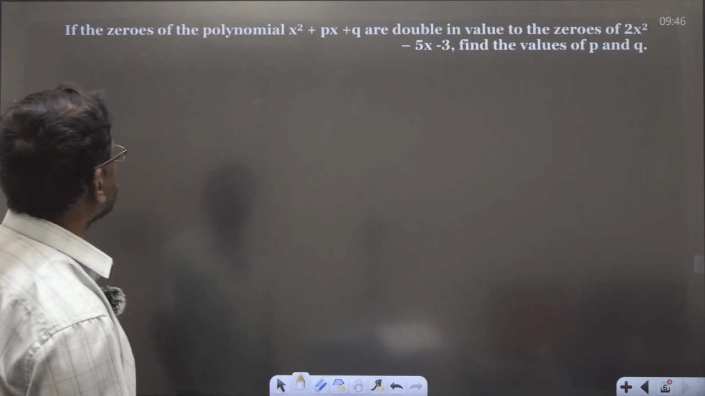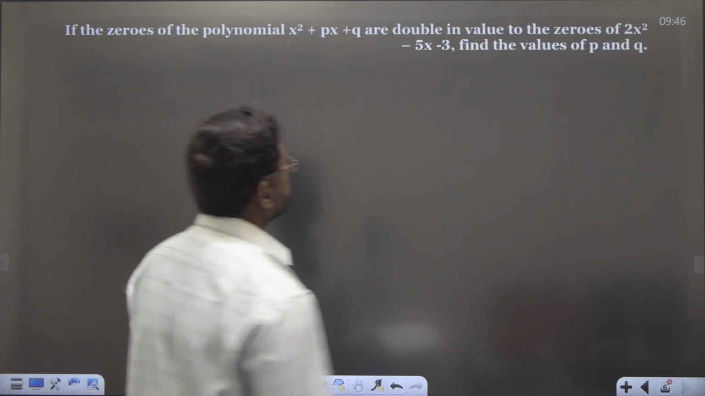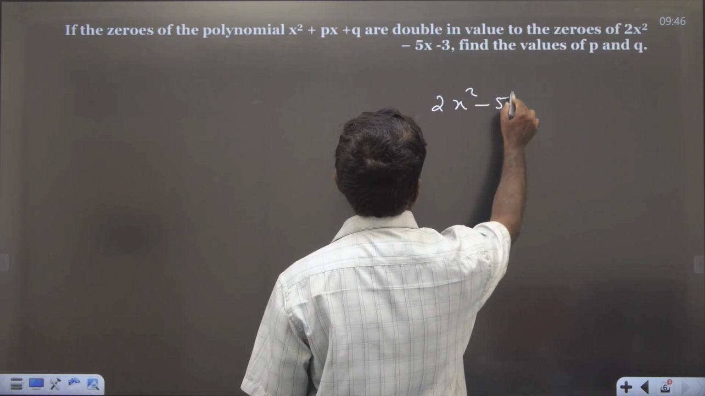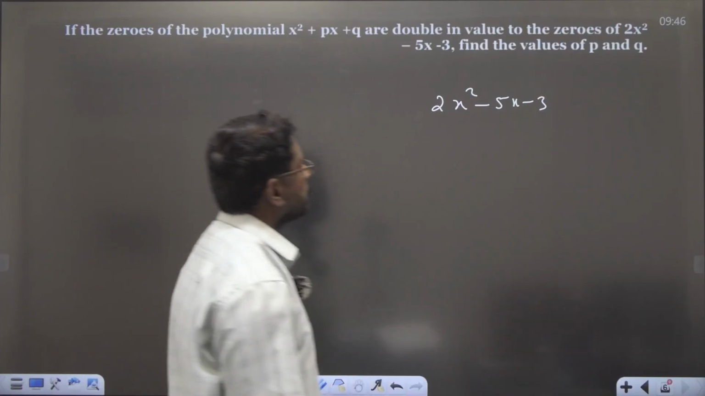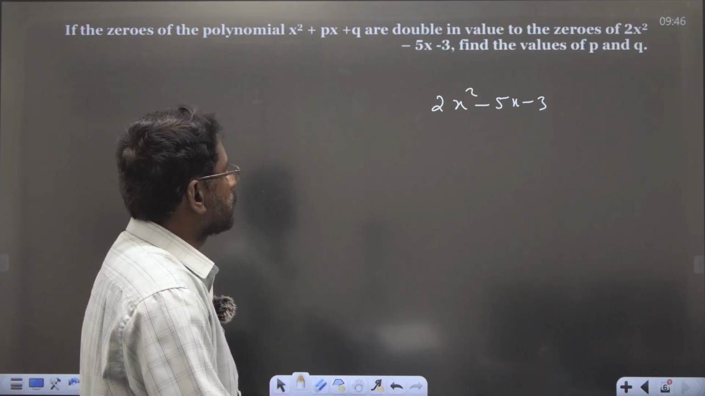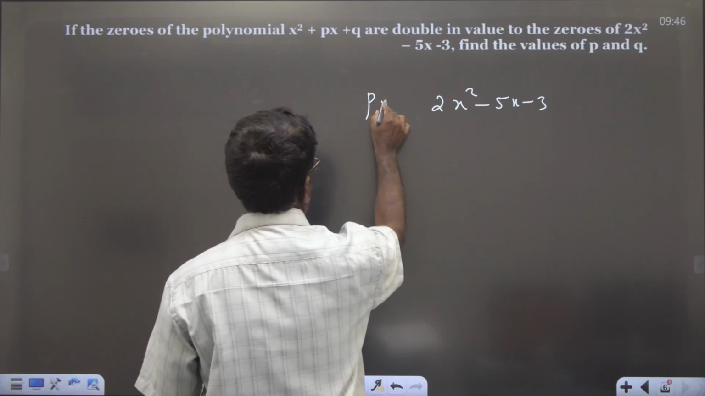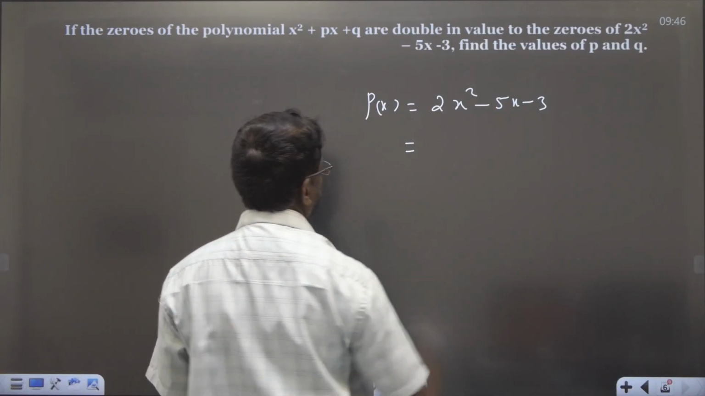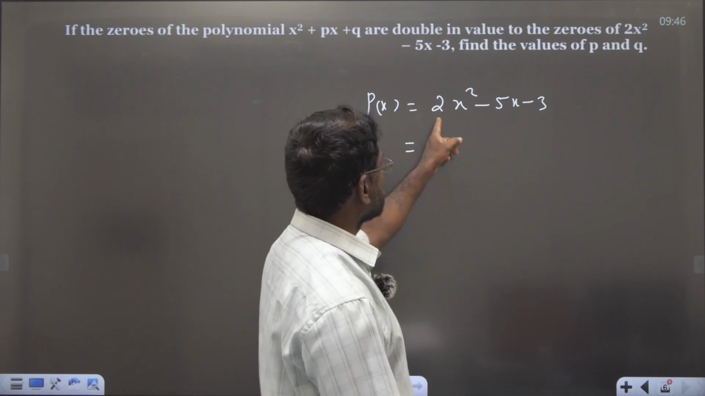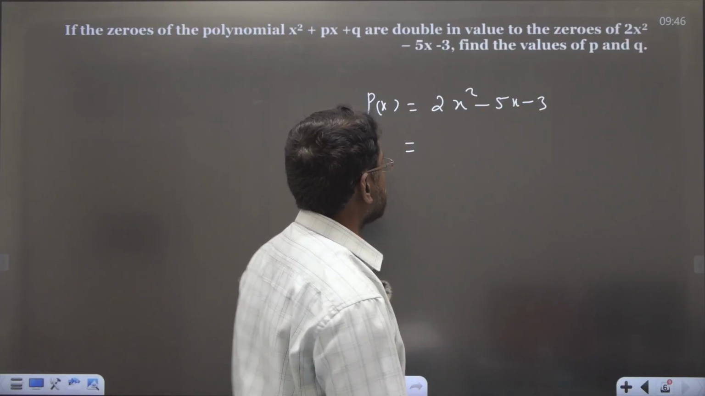If the zeros of the polynomial x square plus px plus q are double the value of the zeros of 2x square minus 5x minus 3, first we have to find the zeros of the polynomial 2x square minus 5x minus 3. So how can we factorize this? Assume two values whose product is 2 into minus 3, that is minus 6, and sum is negative 5.